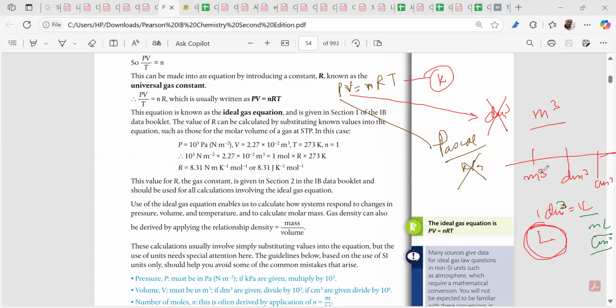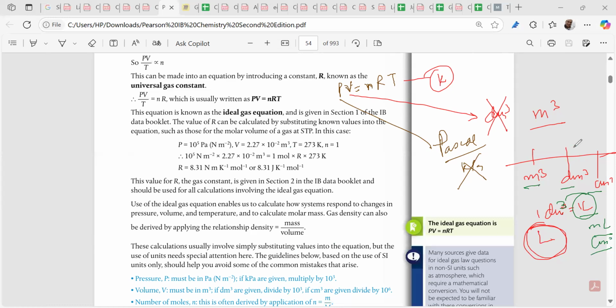I'm not aware of liters, but I know that 1 decimeter cube is 1 liter. Good question. Centimeter cube is milliliter; you put the m in front for centimeter cube. Anyway, we don't use liters, I'm telling you, in IBDP. Do you get my point? Meter cube, decimeter cube, centimeter cube.